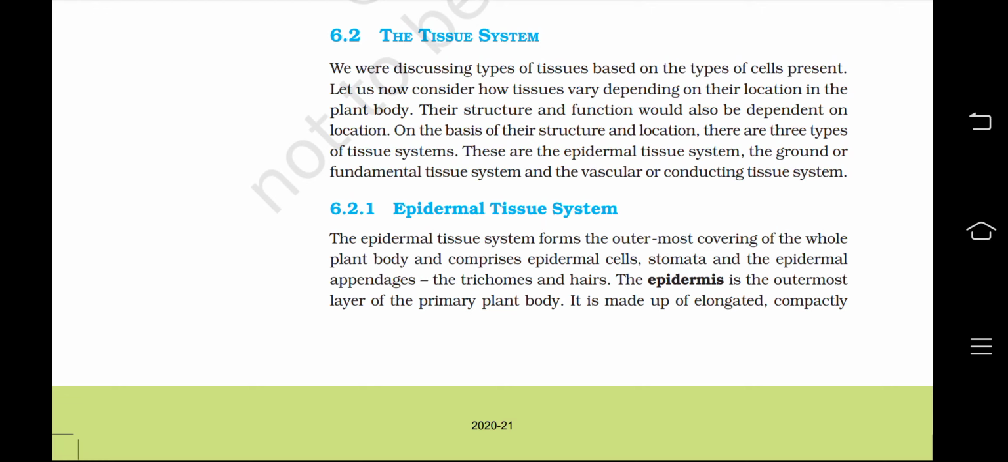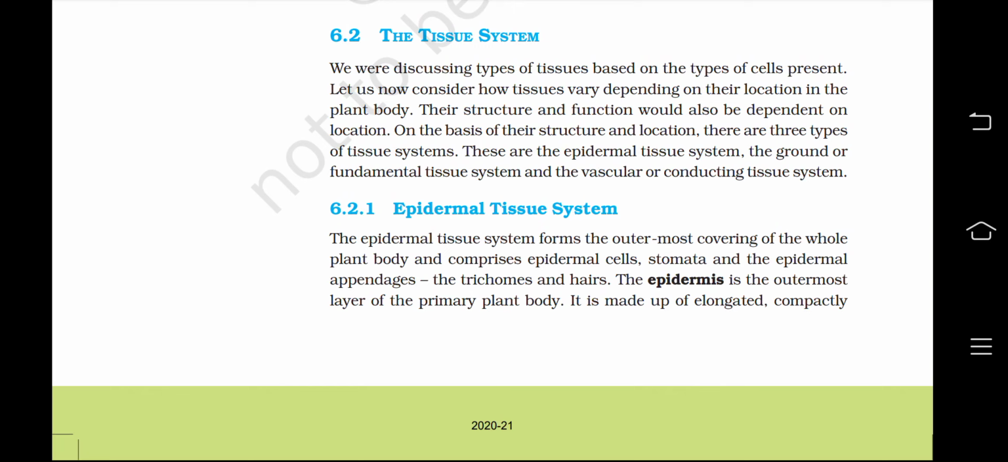This is the second part of chapter 6, anatomy of flowering plants, and we are starting off with the tissue system. We are discussing types of tissues based on type of cell present. Let us now consider how tissues vary depending on their location in the plant body. Their structure and function would also be dependent on location. On the basis of their structure and location, there are three types of tissue system. There are epidermal tissue system, the ground or fundamental tissue system, and the vascular or conducting tissue system.